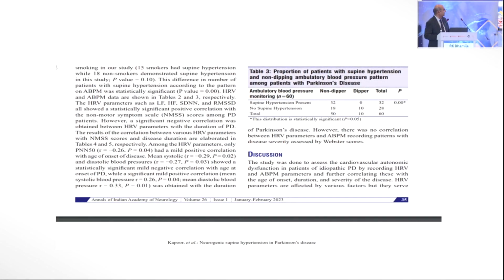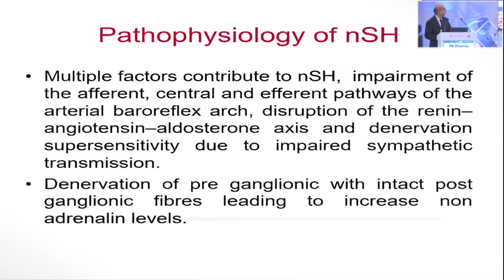But what we were surprised to see is that out of 50 patients, 32 had supine hypertension. Even among the 18 patients who did not have supine hypertension, 10 had dipping, and 8 had non-dipping or reverse dipping. The important message is that many of these patients go unnoticed with supine hypertension, which can be treated and should be treated.